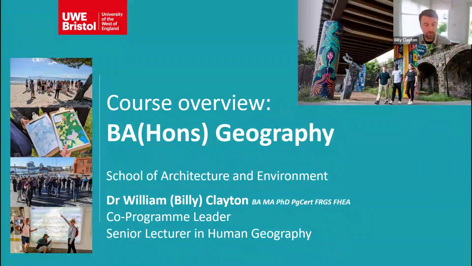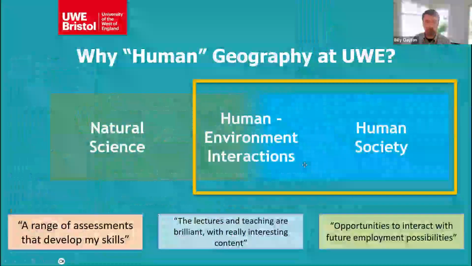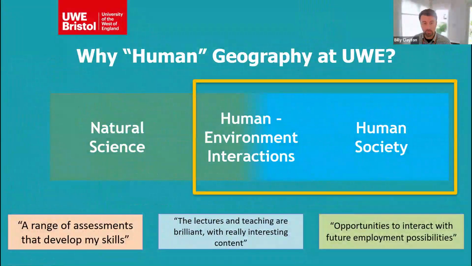My name, as Cathy has said, is Dr. William Clayton. You can call me Billy, and I'm a senior lecturer in human geography here at the University of the West of England in Bristol. And I'm going to talk through our human geography programme before my colleague, Dr. Harry West, talks through our physical geography programme. And there'll be time for questions at the end if you want to ask those.